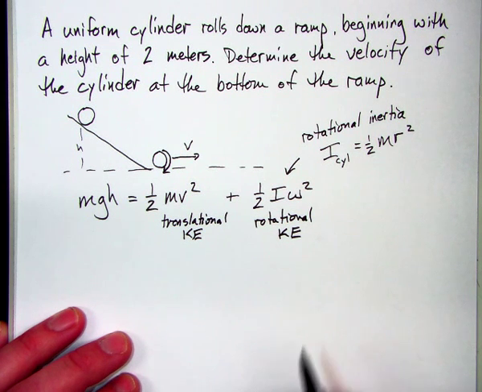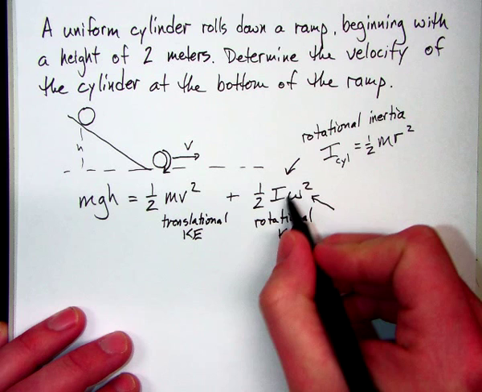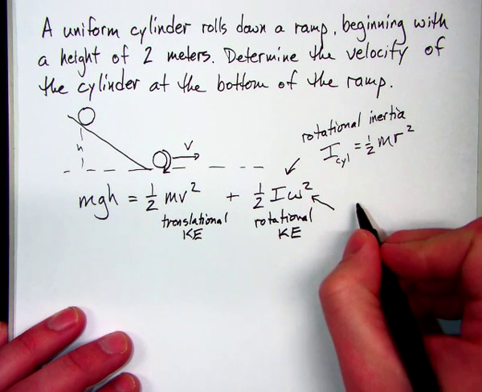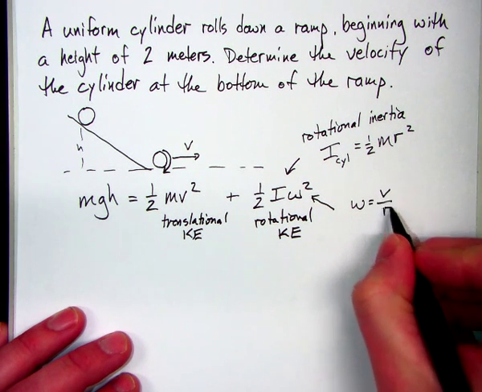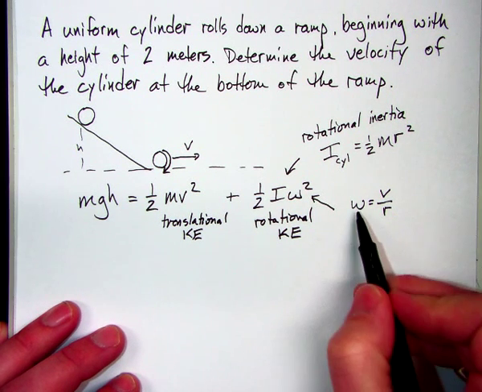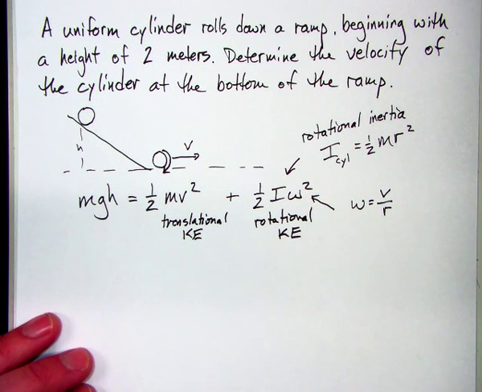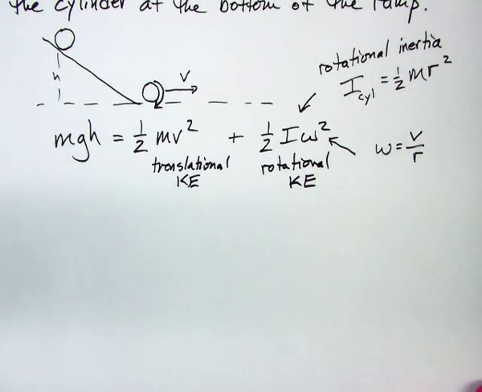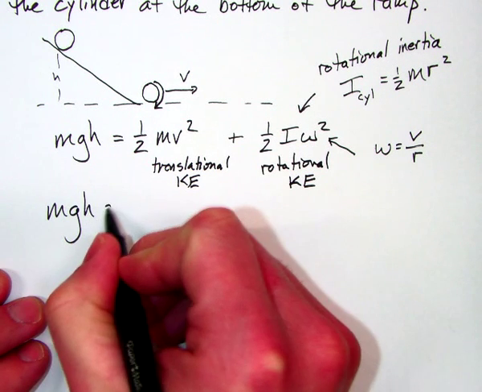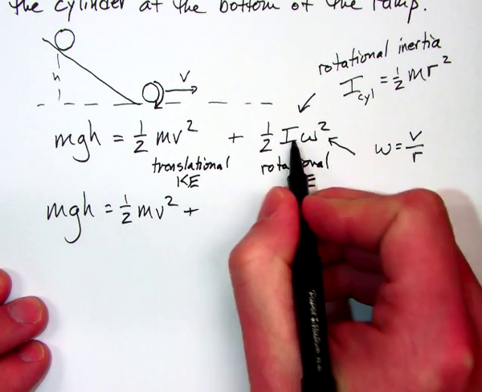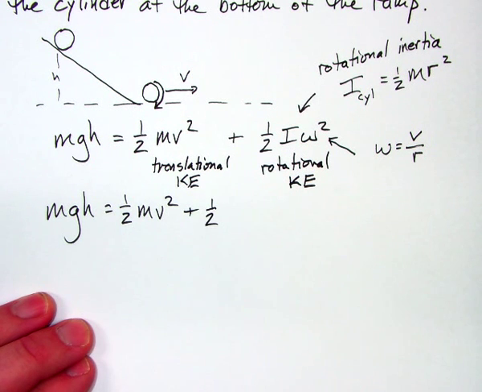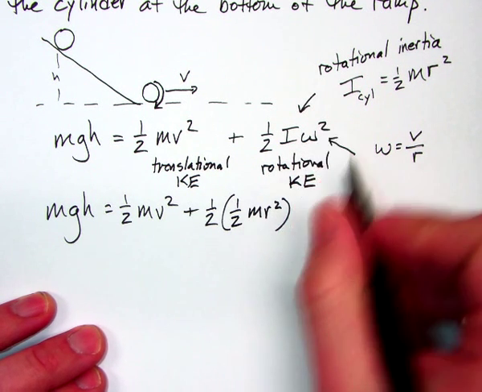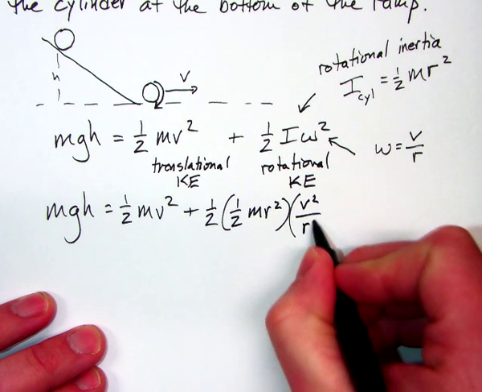Now another substitution that's going to make our life easier is to recognize that omega, which is the angular velocity of this, how many radians per second this wheel spins, happens to equal linear velocity divided by the radius. This would be in radians per second, meters per second, and meters. So I'm going to now substitute those in. Let's see what we get. Now substituting for the moment of inertia, or rotational inertia, that's 1/2 mr squared. And for omega squared, that becomes v squared over r squared.